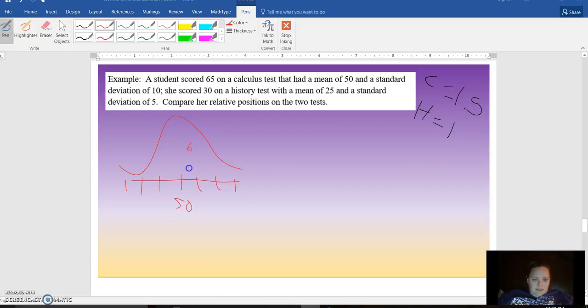Alright, so we get 60, 70, 80, 40, 30, 20. Alright, so I took the mean, I just added the standard deviation, subtracted the standard deviation. Now 65 happens here-ish, in between 60 and 70. I don't need perfection, I just want progress. Forward progress would be fabulous.